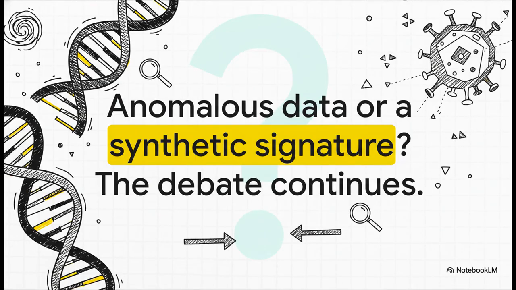So at the end of the day, this paper gives us one very controversial interpretation of the genetic data. And it's an interpretation that, it's important to note, is not widely accepted in the mainstream scientific community. But it leaves us with this provocative question. Are these patterns just weird flukes in the data? Or do they actually represent a synthetic signature, like the author claims? It's a question that's still right at the heart of the intense, ongoing debate to understand this pandemic.